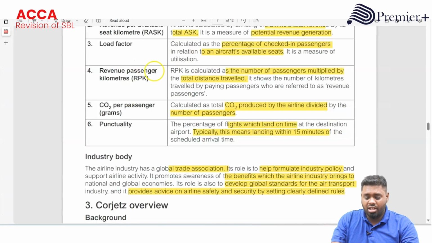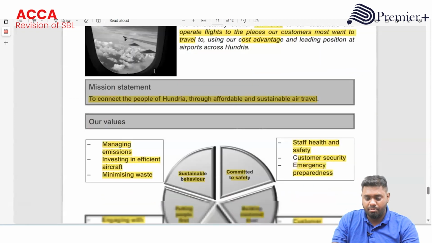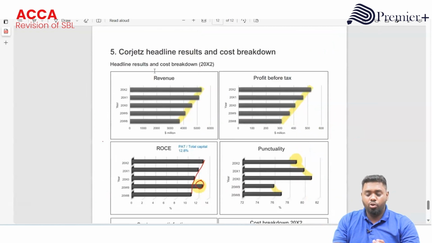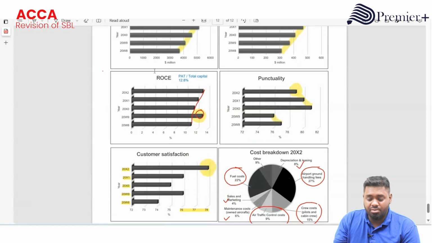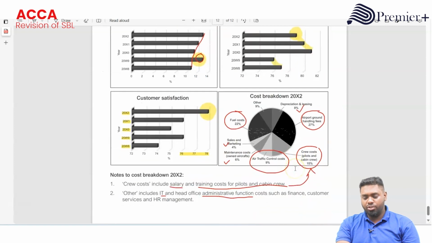On top of this, I had not noted down anything related to the Co-Jets headline results and cost breakdown. Overall, we see that Co-Jets is doing well. Revenue has been increasing, profit before tax has been increasing, return on capital employed has been increasing, and customer satisfaction has been increasing. The only problematic area is the decline in punctuality, but we do not have facts that explain this. In the examination, if they are testing on this particular area, they might give you additional information in the form of an exhibit typically. And in terms of the cost breakdown, we also saw that the majority of the costs go for airport ground handling fees.